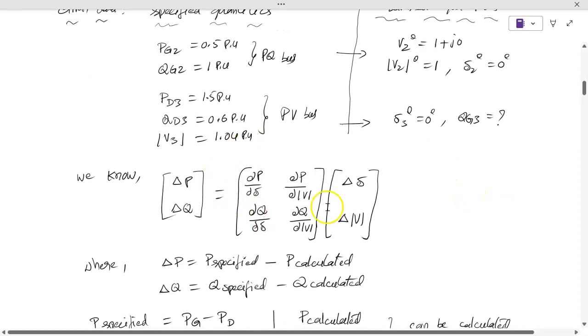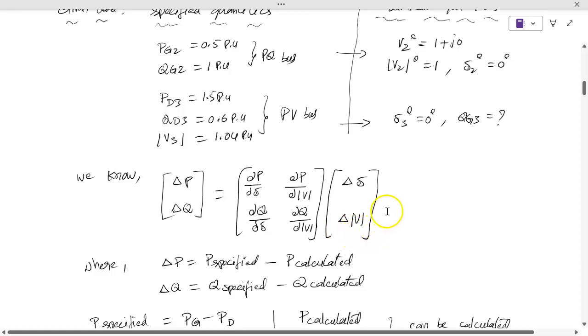Now we are writing our required Newton-Raphson solution equation: delta P, delta Q is equal to the Jacobian matrix, that is dou P by dou del, dou P by dou V, dou Q by dou del, dou Q by dou V, times delta del, delta V. From this equation we need to calculate these two values.